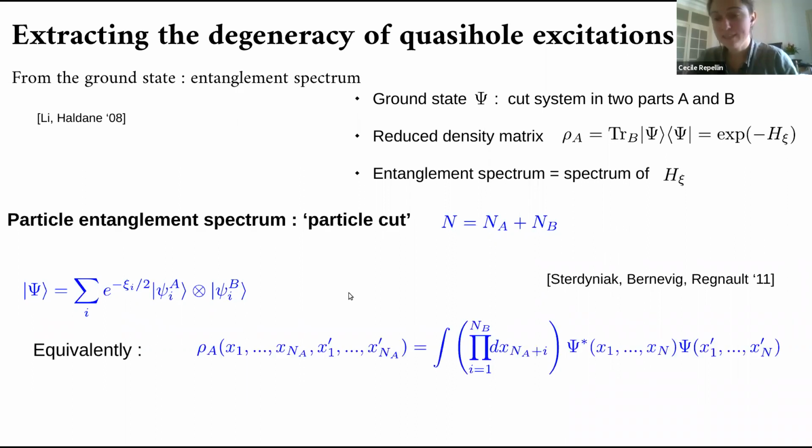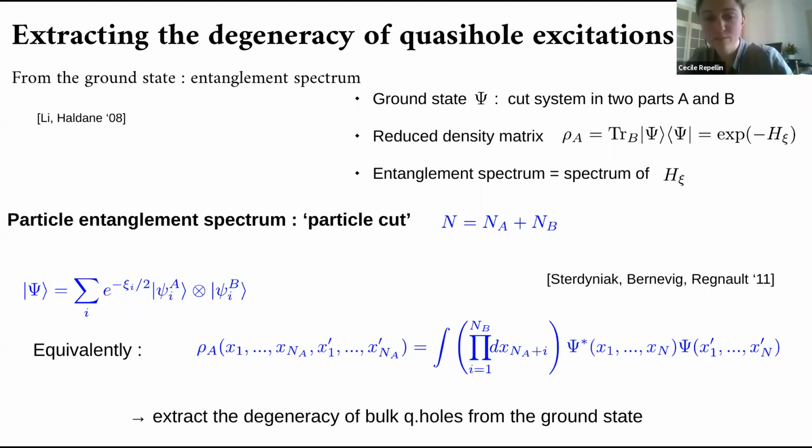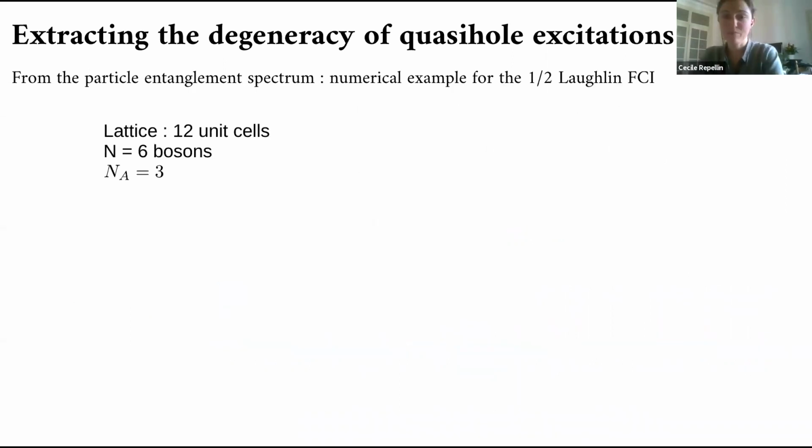Or equivalently, the trace is done not just over a physical subsection of the system. It's done over the whole geometry of the whole torus, for example, but on a subset of particle coordinates. And this particle entanglement spectrum is a way to extract the degeneracy of bulk quasi-holes from the ground states. So again, I'm going to show you a numerical example.